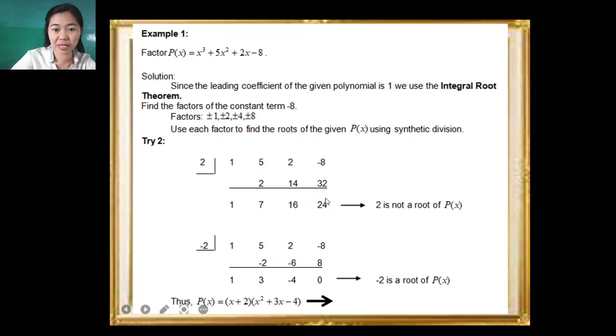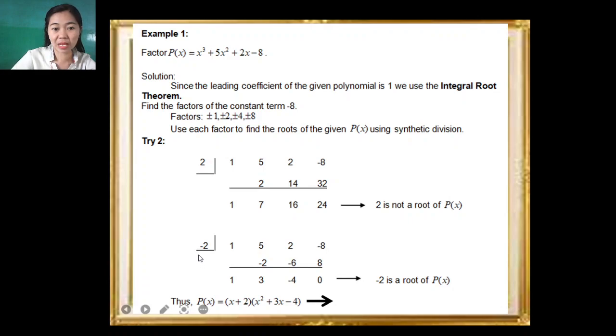So, observing that the last number in our last column and last row is 24, meaning our remainder is 24. And the remainder is not equal to 0. Therefore, yung ginamit natin dito na 2 is not a root of the polynomial p of x. So, kung hindi siya factor, isip pa tayo ulit ng another factor dun sa taas. So, hindi nag-0 sa 2, gamitin naman natin si negative 2.